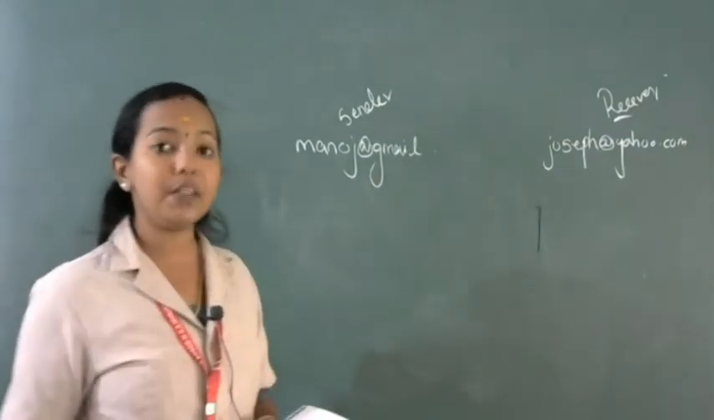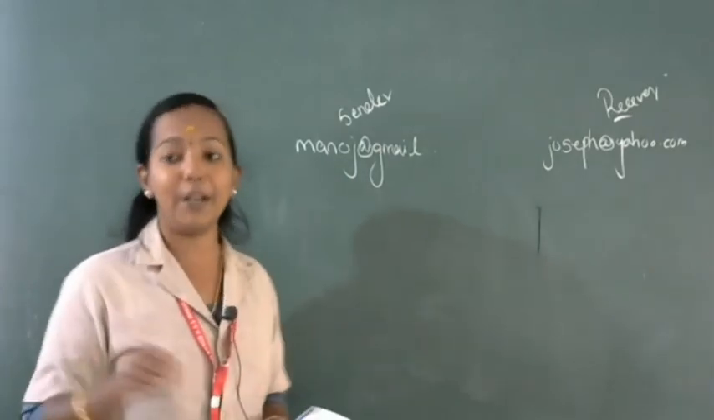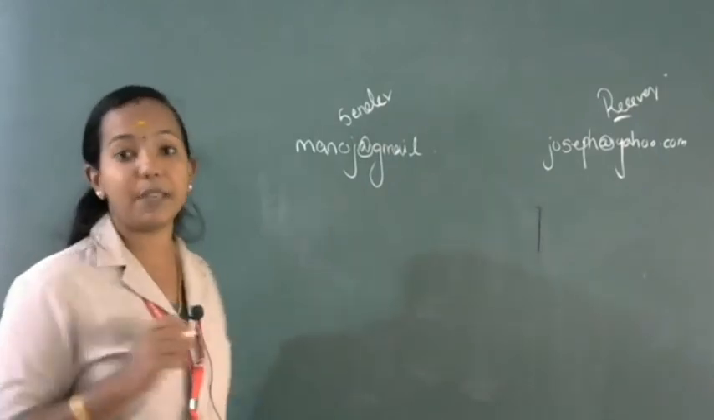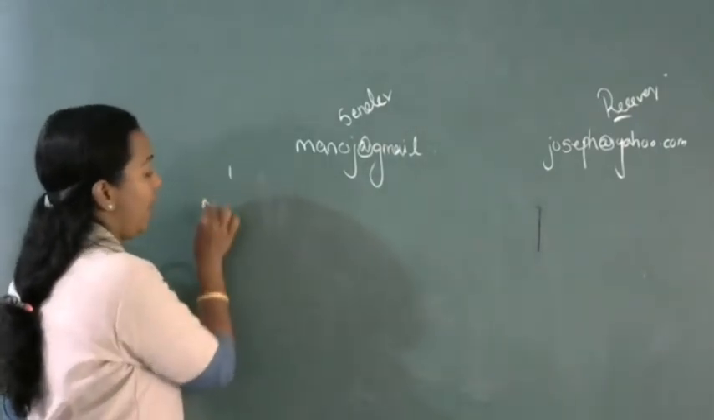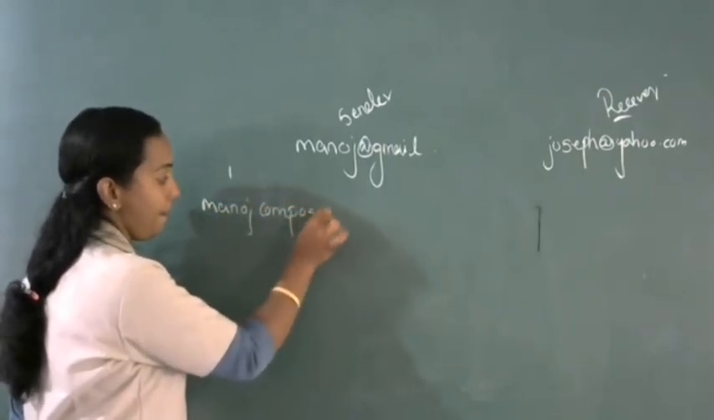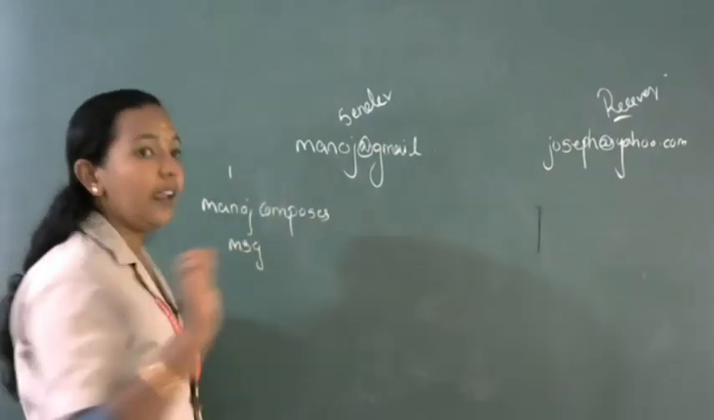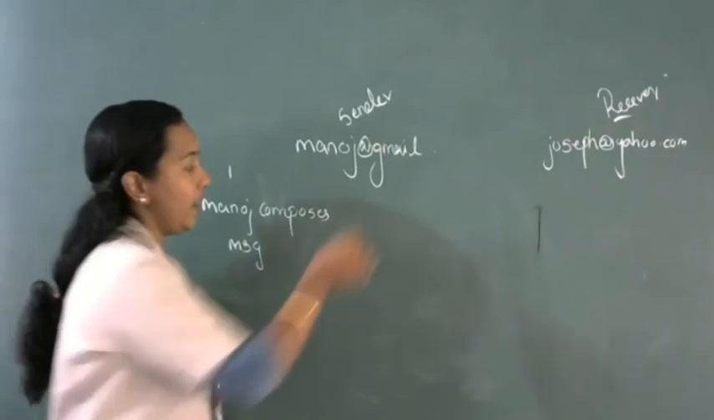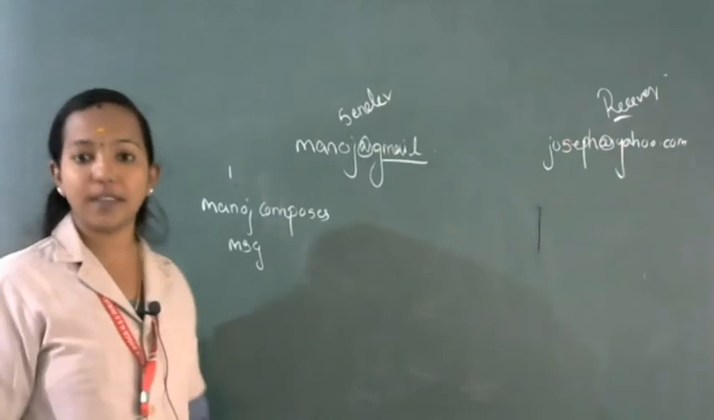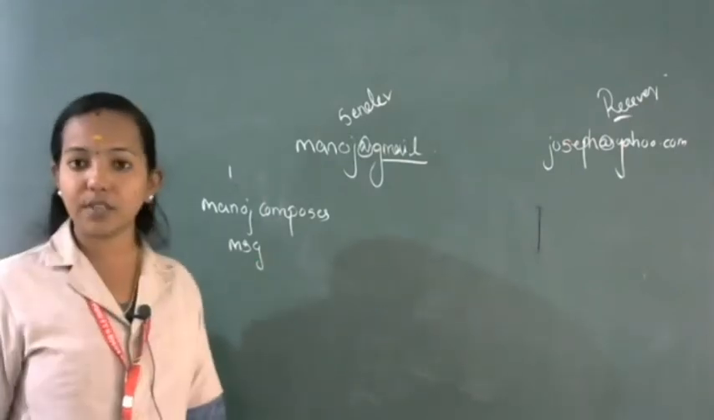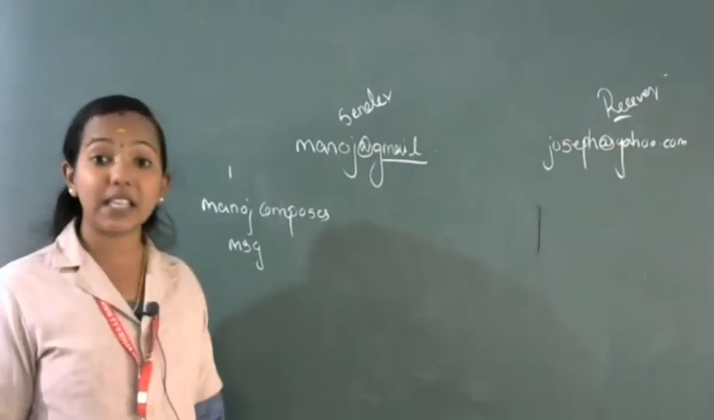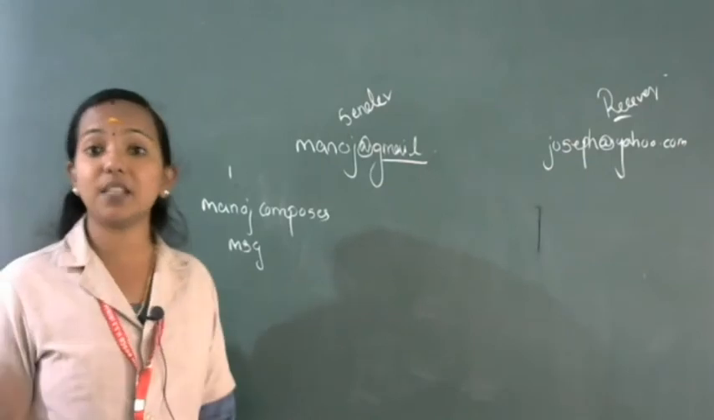So what will be the first step? Here, who is the sender? Manoj is the sender. So what will be the first step? Manoj composes a message using any email service provider. Here Manoj is using the Gmail service provider for composing the message, isn't it? So the first step is: Manoj composes the message using the Gmail service provider.